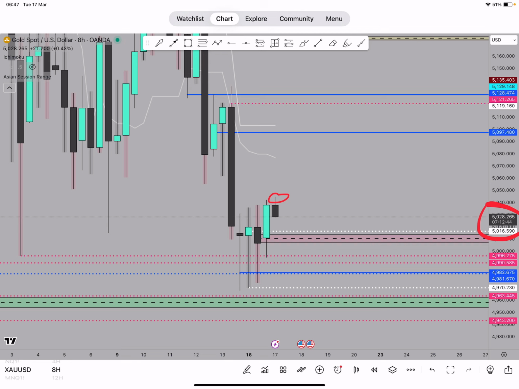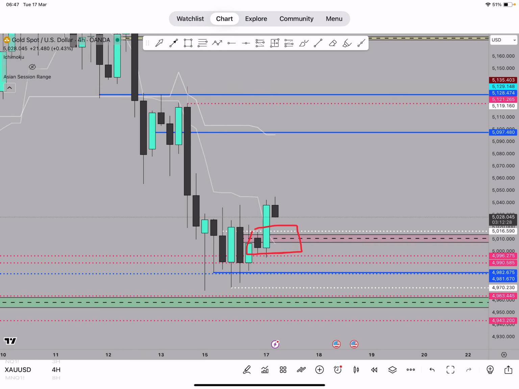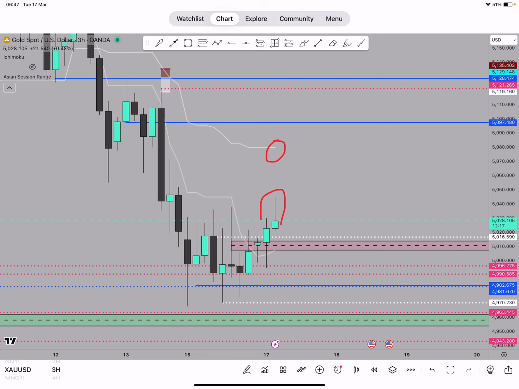So here on the 8-hour, it's a new 8-hour candle, and you can see for 45 minutes, it tried to push up, created a high, and then rejected. So predominantly, this isn't looking like going up, but overall, I am looking for price to try and get back up to the blue lines of 5,097. So I've identified some key areas down below for price to come down to for potential buys.